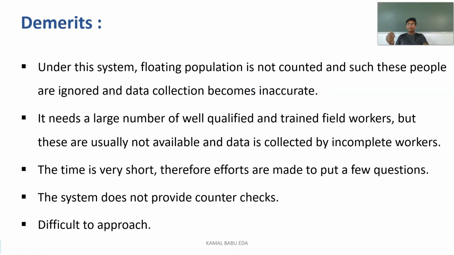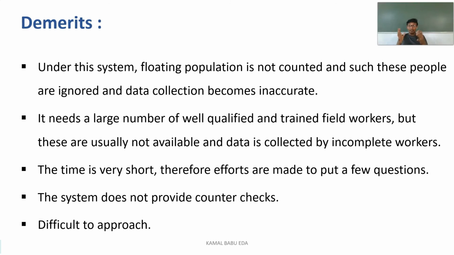And if you see the demerits in this system, the floating population is not counted, such as the people who are ignored, and data collection becomes inaccurate. Floating people means the people who are moving from one place to another. These people are always migrating. So here we cannot get accurate data because they are ignored, and the data collection becomes inaccurate. We won't have the specific data.